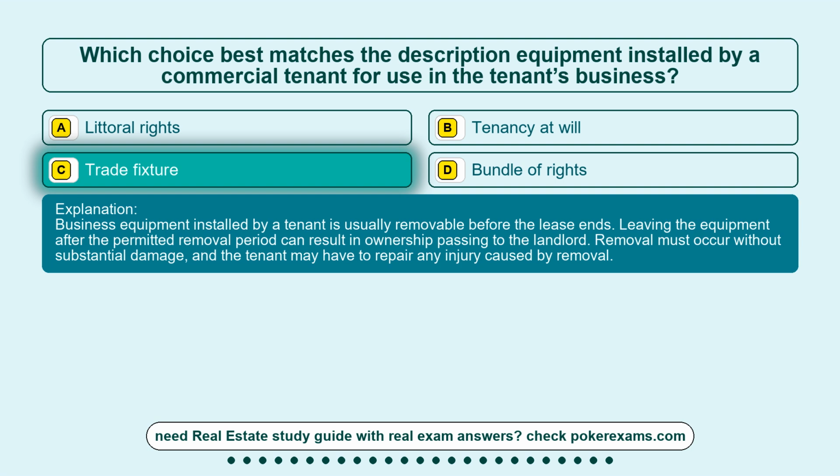Business equipment installed by a tenant is usually removable before the lease ends. Leaving the equipment after the permitted removal period can result in ownership passing to the landlord. Removal must occur without substantial damage, and the tenant may have to repair any injury caused by removal.